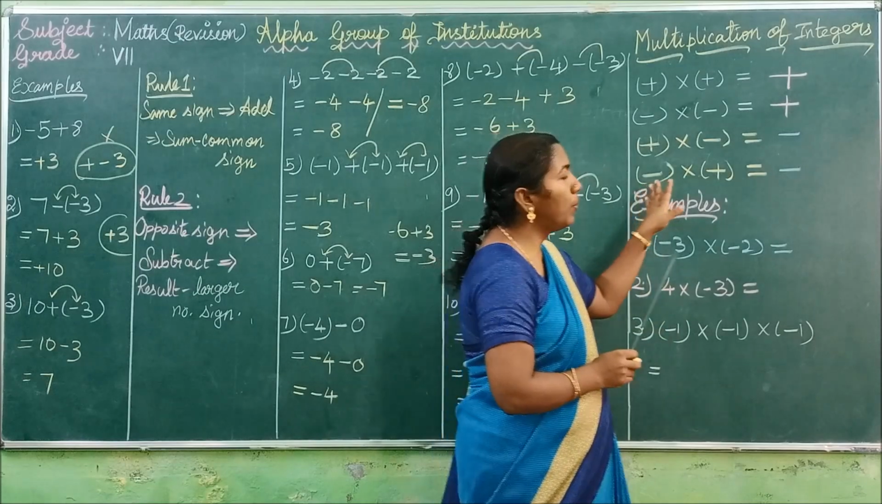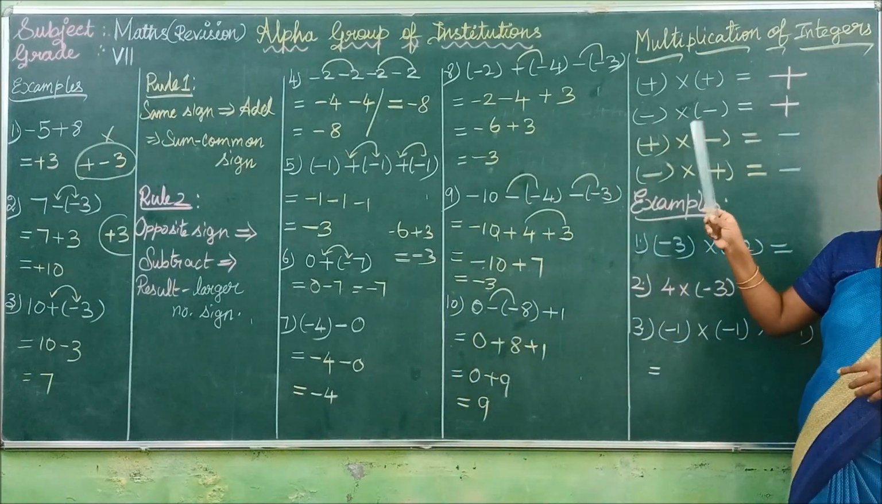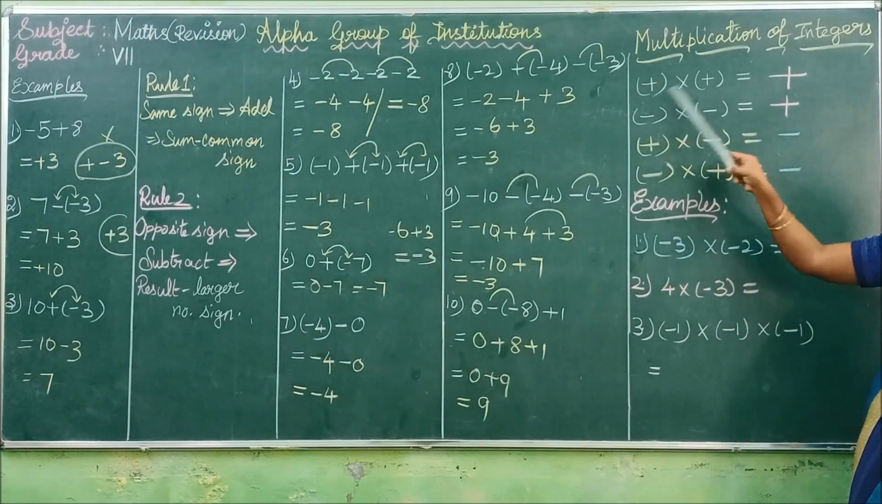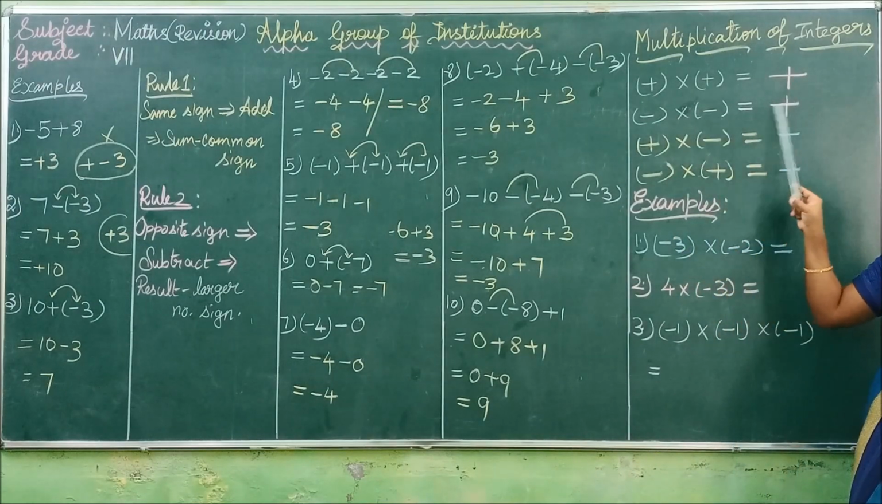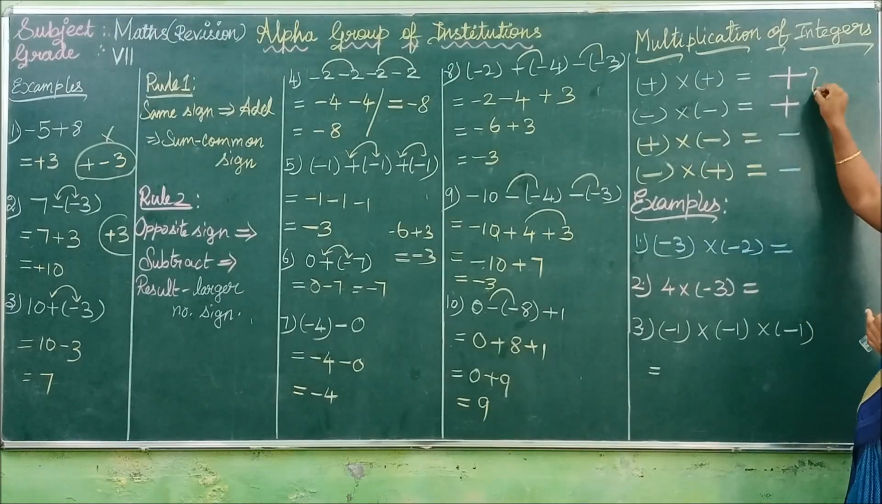Okay. It is very important, children, how we are going to multiply the given integers. For that, this is the basic thing. Plus into plus, already we have seen this. Plus into plus, plus; minus into minus, plus; plus into minus, minus; minus into plus, minus. Keep this in your mind always.